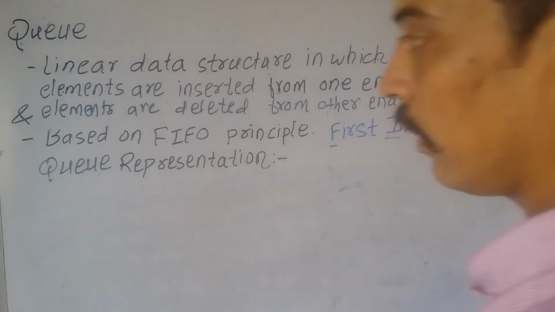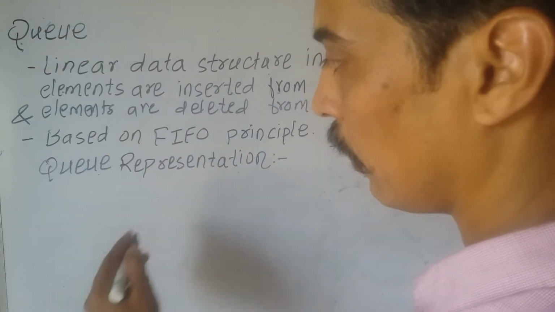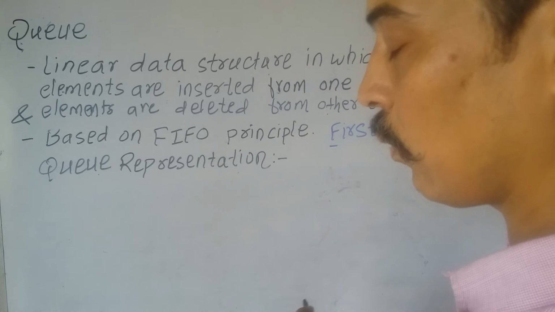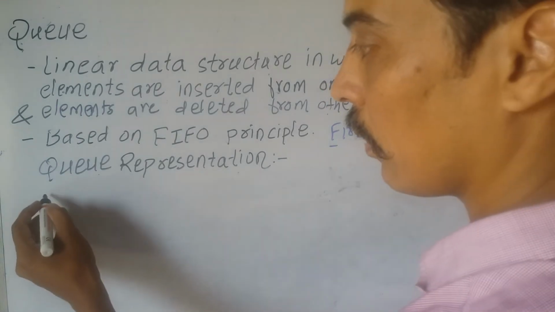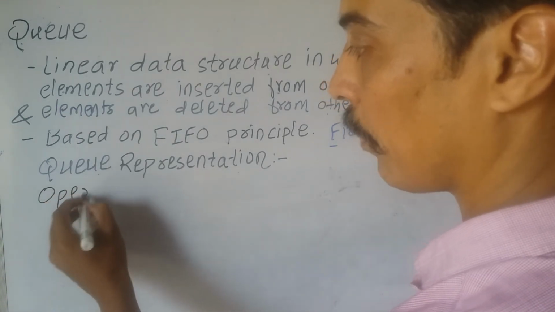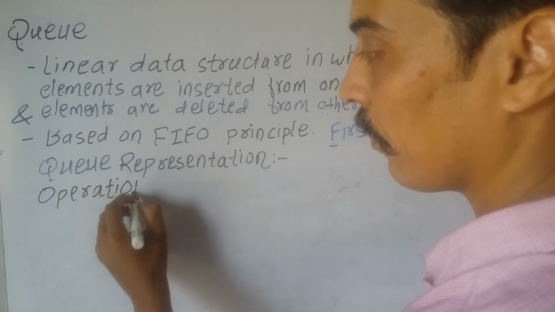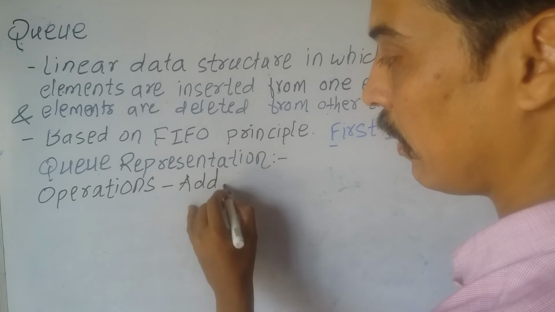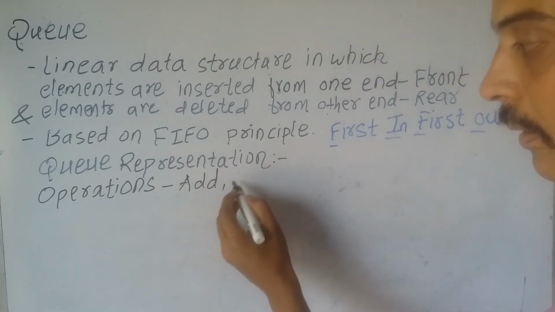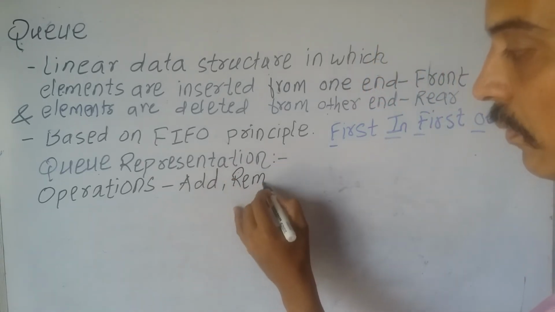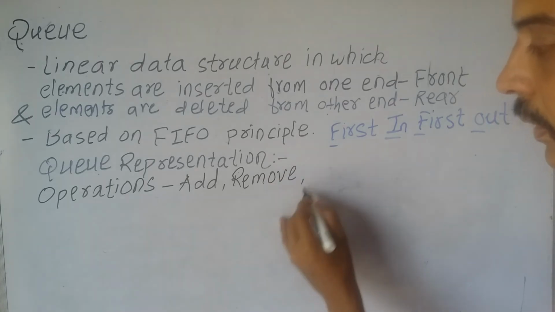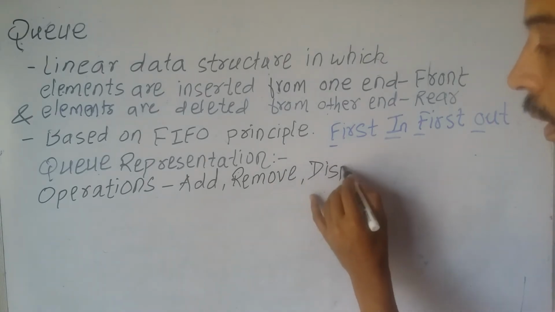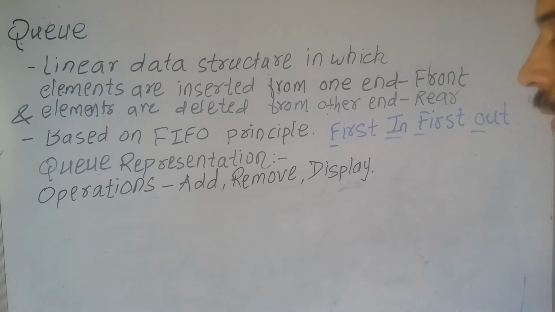Now in the same way, I will show you the queue operations. What are the various operations you can perform on the queue? The various operations are the add operation, where we are adding the elements by using the rear end. We can remove the elements from the queue by using the front end, and you can display the elements present in the queue.